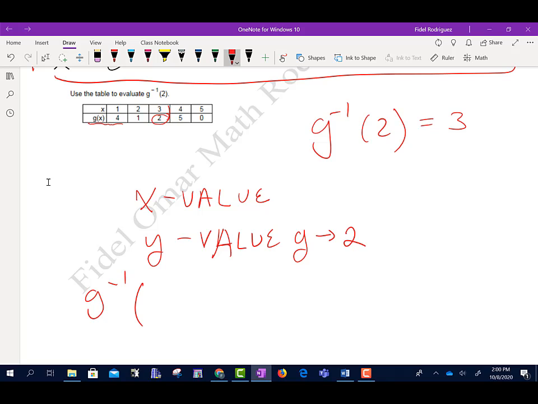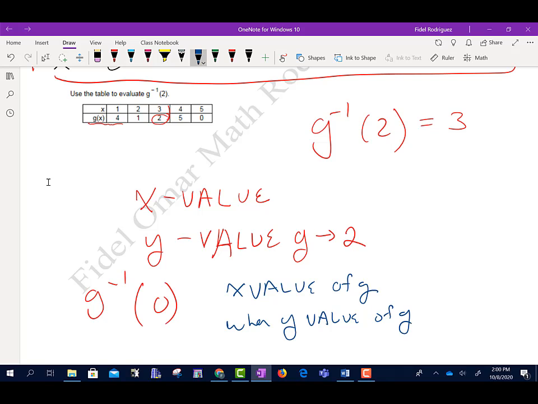So look, I can do another one like that. Let's do G inverse of 0. Okay. What does this mean we're looking for? We're looking for the x value of G when the y value of G is equal to 0. So here's the y value of G equals 0. What value sent me there?